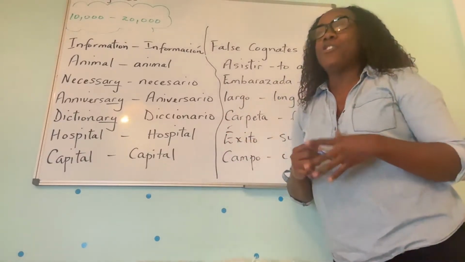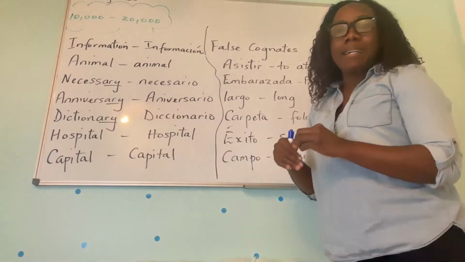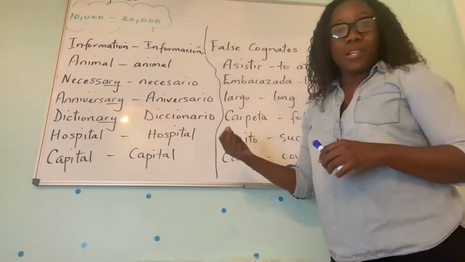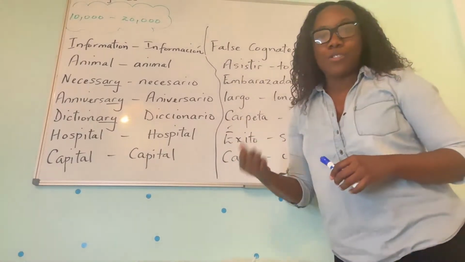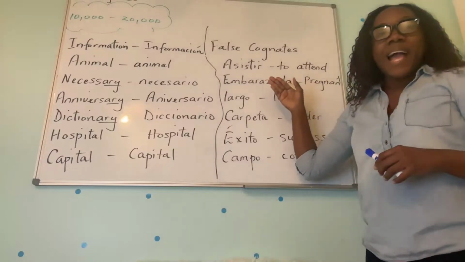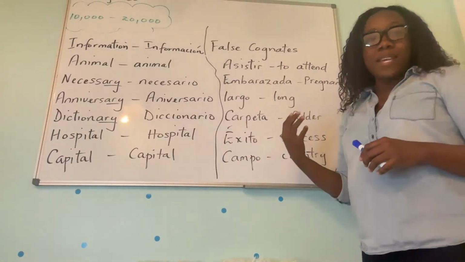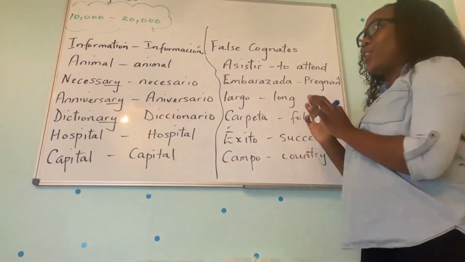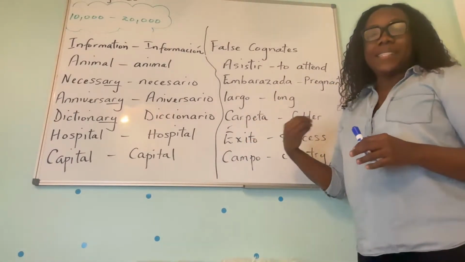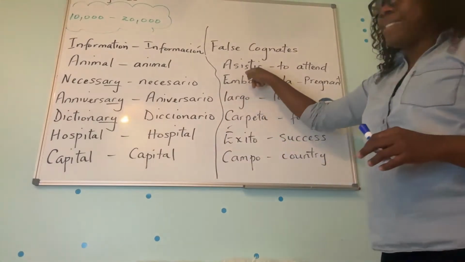And therefore, if you're trying to learn either English or Spanish, starting here is a good idea because there are 10,000 to 20,000 cognates between the two languages. On this side, however, we have some false cognates. We call these falsos amigos, false friends, because they might look like words in English, but they mean something different in Spanish.